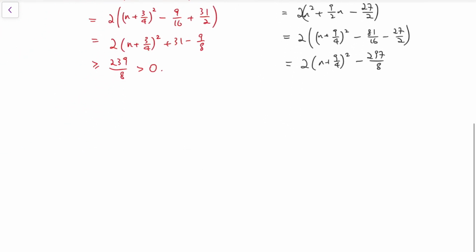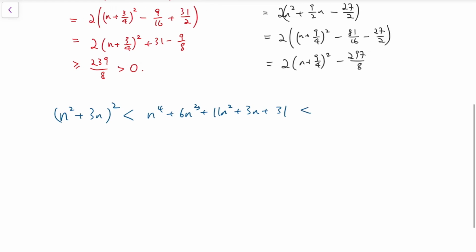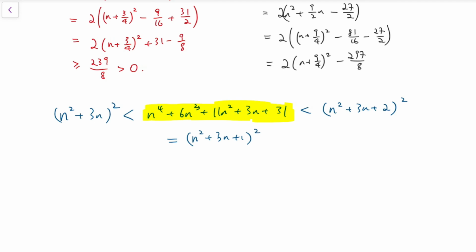So what happens in the majority case is that for most of the n, we will have something like n squared plus 3n all squared is less than the given quartic, and the given quartic is at the same time smaller than another perfect square, which is n squared plus 3n plus 2 all squared. That gives us no choice, but the expression in the middle, if it has to be a perfect square, then the only choice would be that it equals n squared plus 3n plus 1 all squared, which from the expansion above is n to the power 4 plus 6n cubed plus 11n squared plus 6n plus 1.